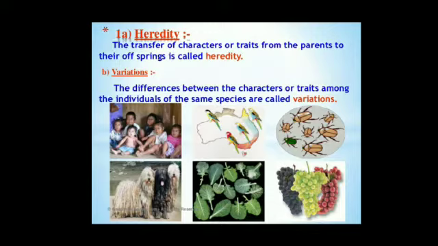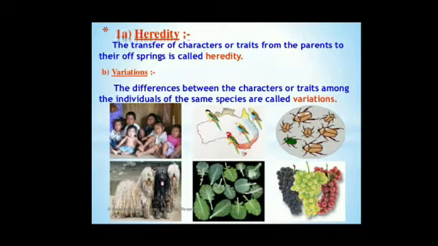But the child is not an identical copy of the parents. There are certain differences in characteristics. So the differences in the characteristics among the individuals of the same species are called variations.